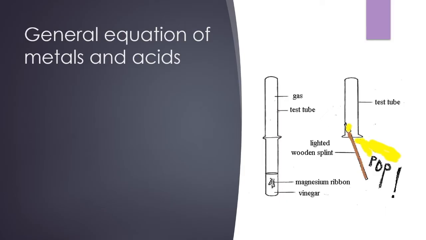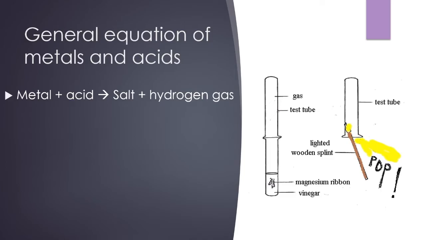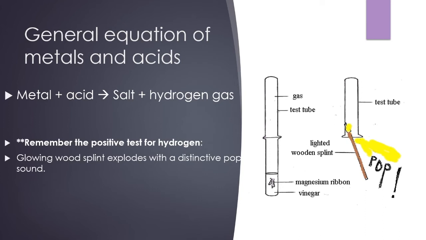If we have a look at the general equation between acids and metals, we have a metal plus acid, and it gives us salt and hydrogen gas. We have a positive test for hydrogen gas in this section. It is when a burning splint explodes with a distinctive pop sound.